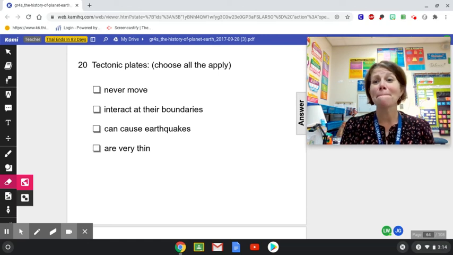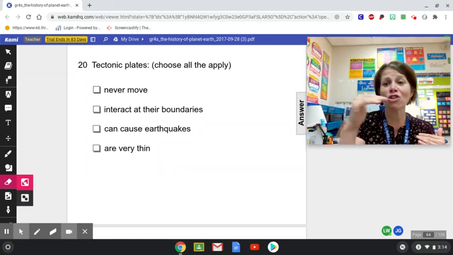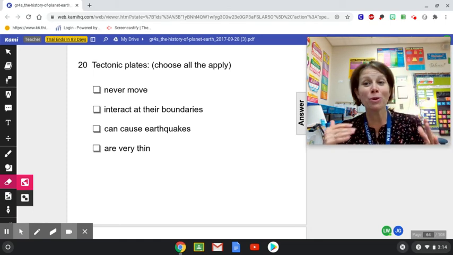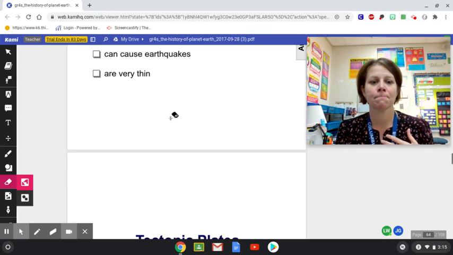Plates are miles deep. That's why we can't see them. All we see is the result on the surface. So that's why we're studying them, to know what's happening below the surface.